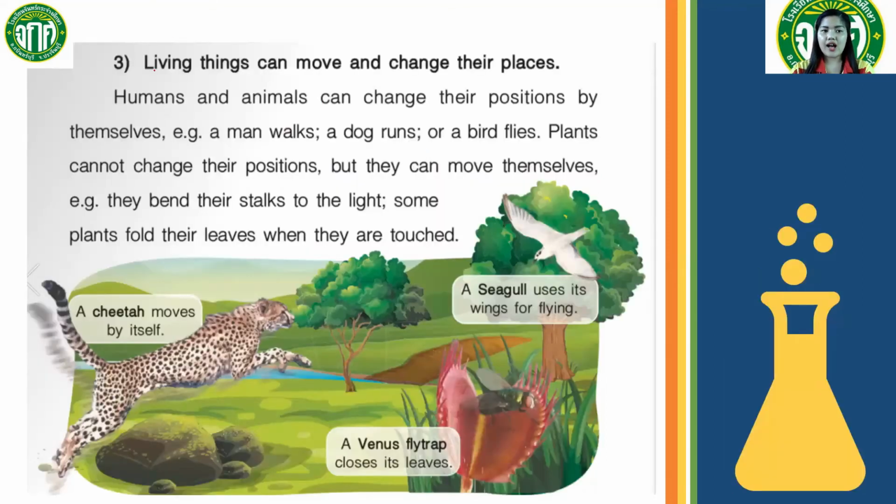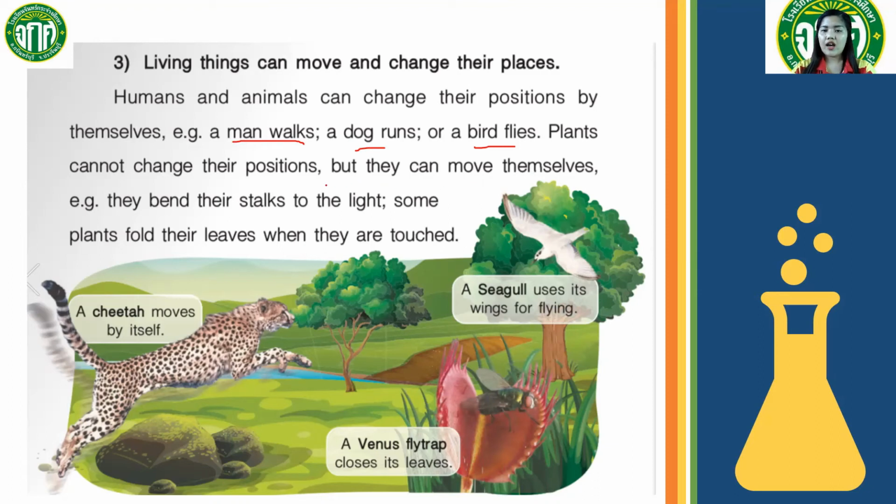Next, number 3, living things can move and change their places. So again, like what I've said, we can move to another place. Humans and animals can change their positions by themselves. For example, a man walks. Us humans can walk, dogs can run, and birds can fly. Plants cannot change their positions, but they can move themselves.